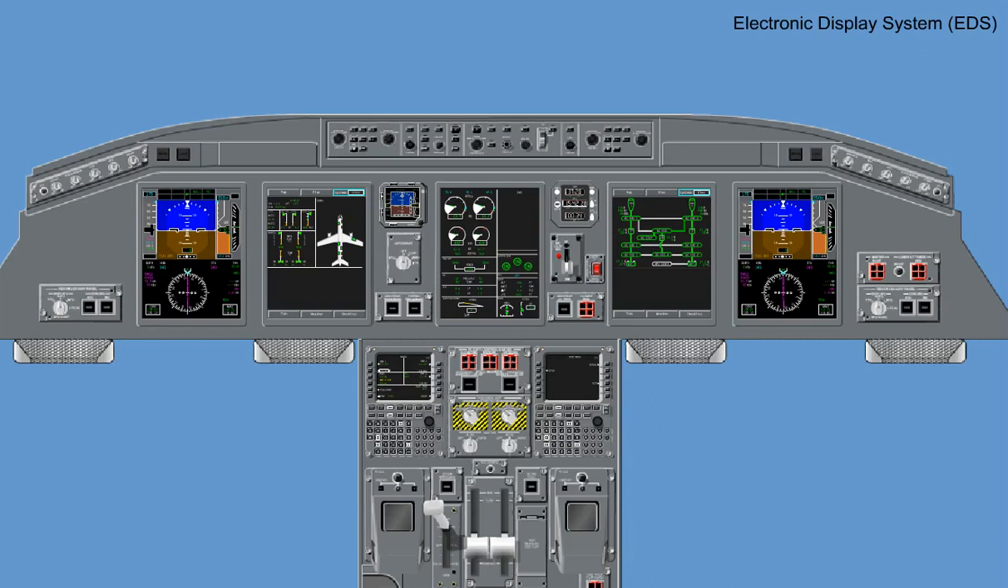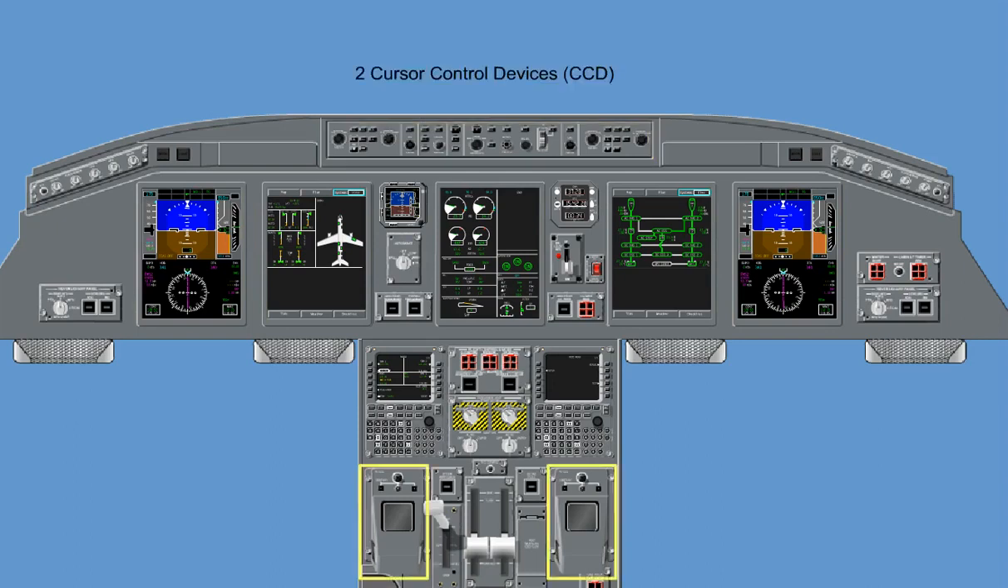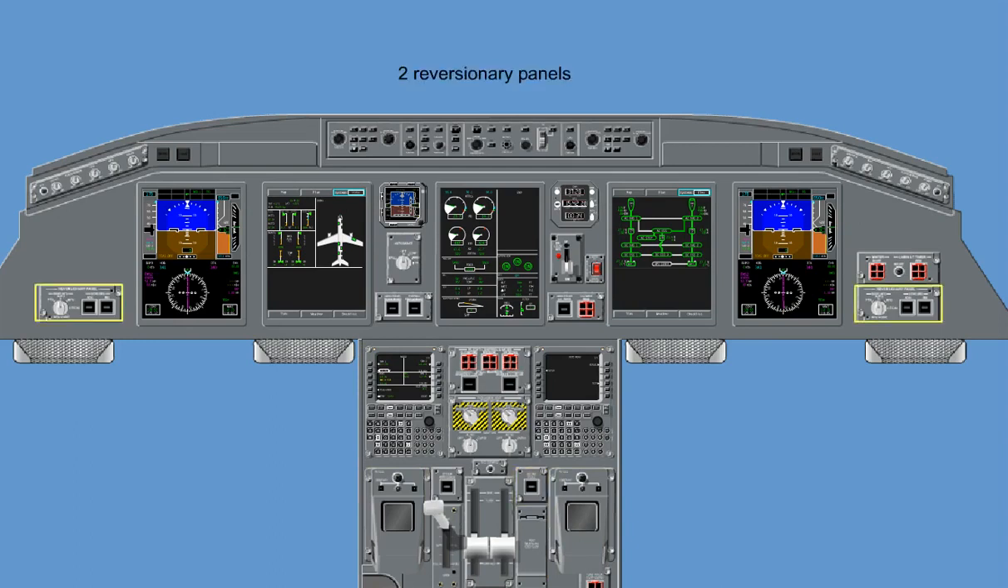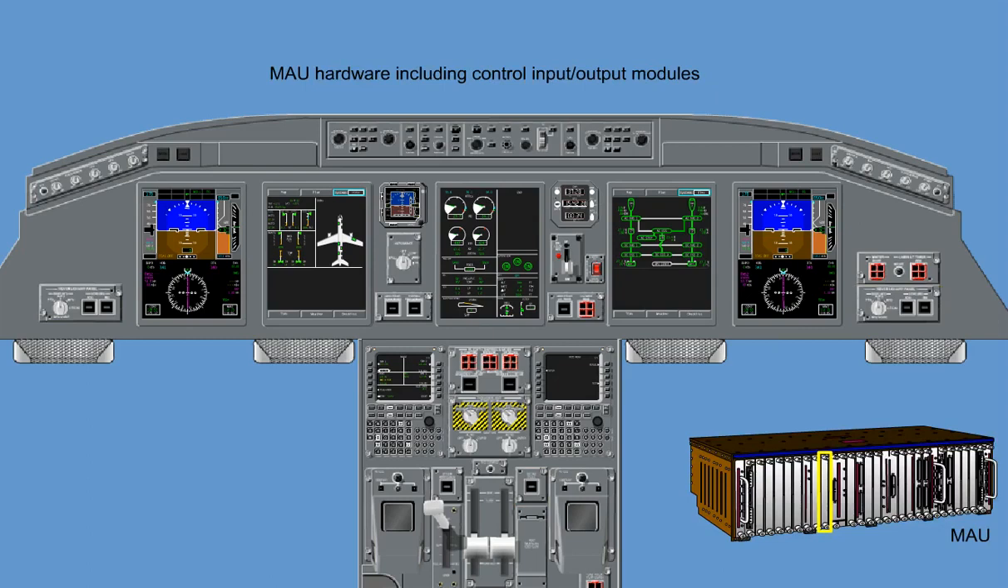The Electronic Display System, EDS, presents primary flight, navigation, and system information to the flight crew. The EDS consists of 5 display units, a guidance panel, 2 cursor control devices, CCD, 2 multifunction control display units, MCDU, ICAS full panel, 2 reversionary panels, MAU hardware including control input-output modules, and an EDS application software on dedicated processor modules.